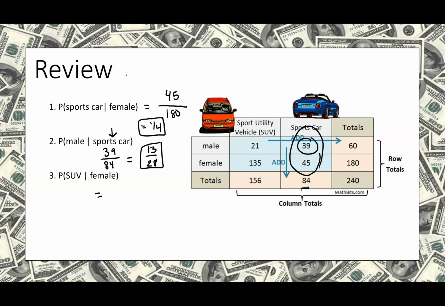All right, next one is combining SUV and female. So SUV and female is right here. So that's 135, and then divided by the total number of females. Okay, so our big circle is going to be here. And there's 180 females. So that's 135 over 180, which is 3/4.